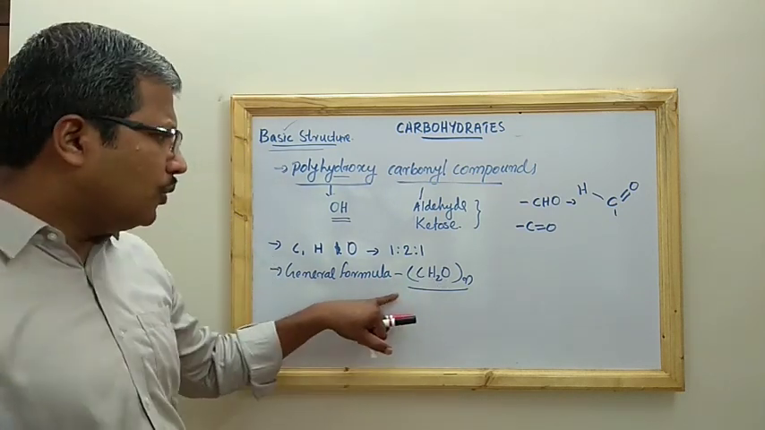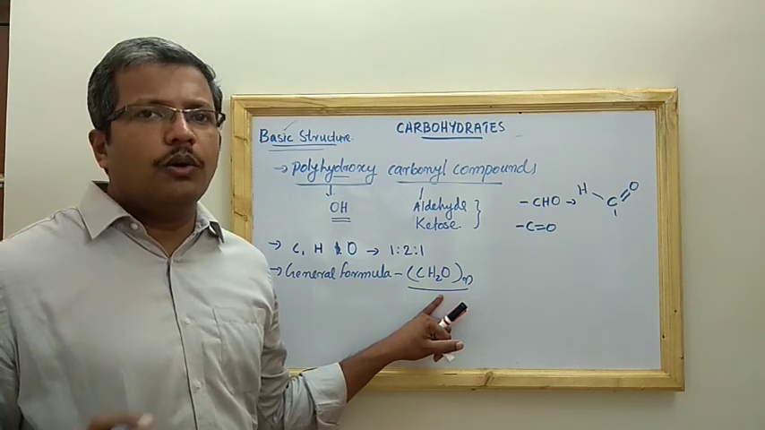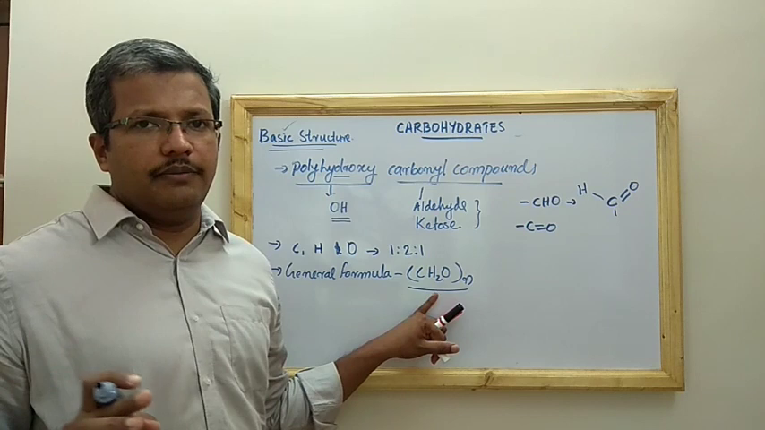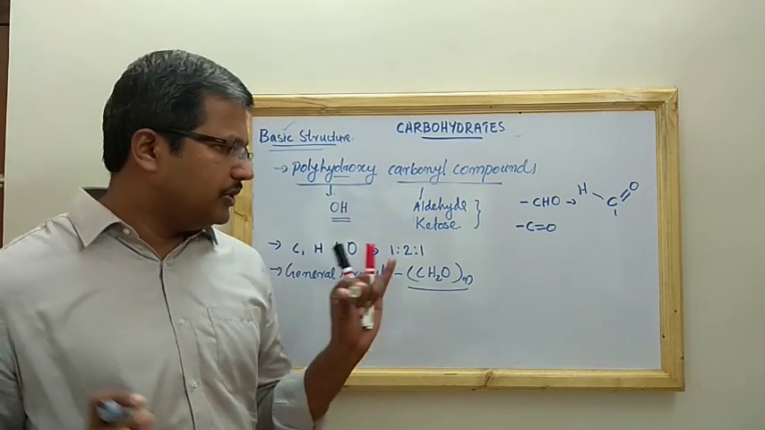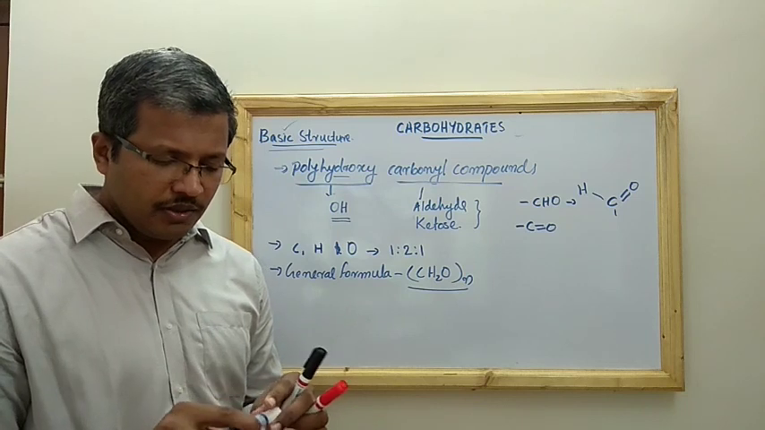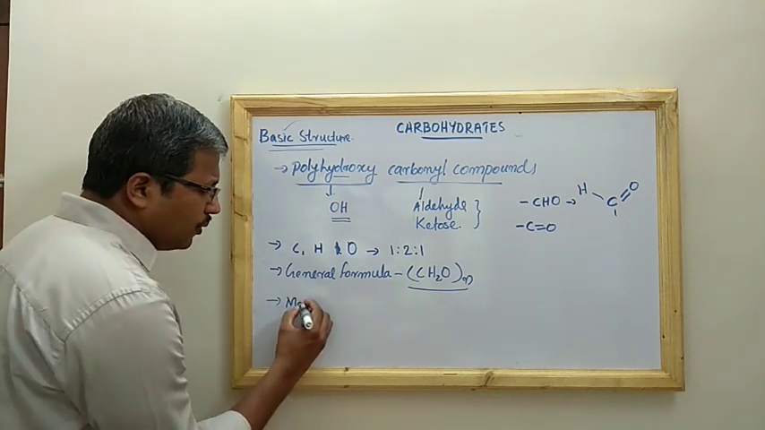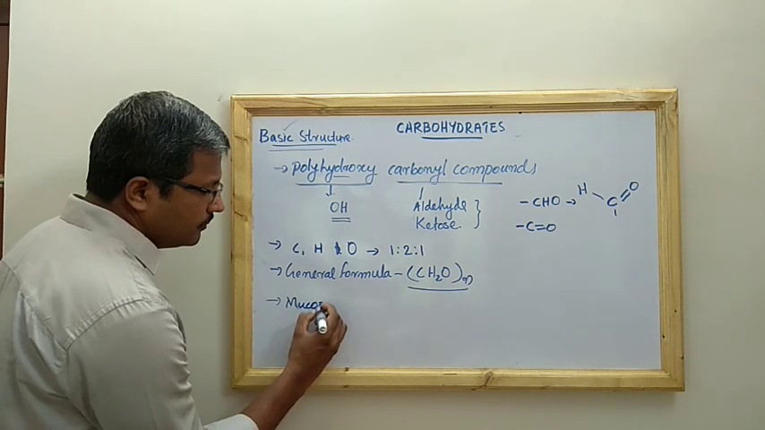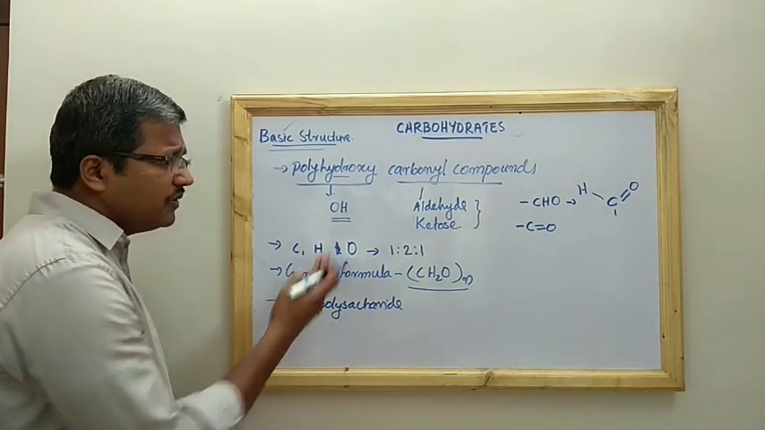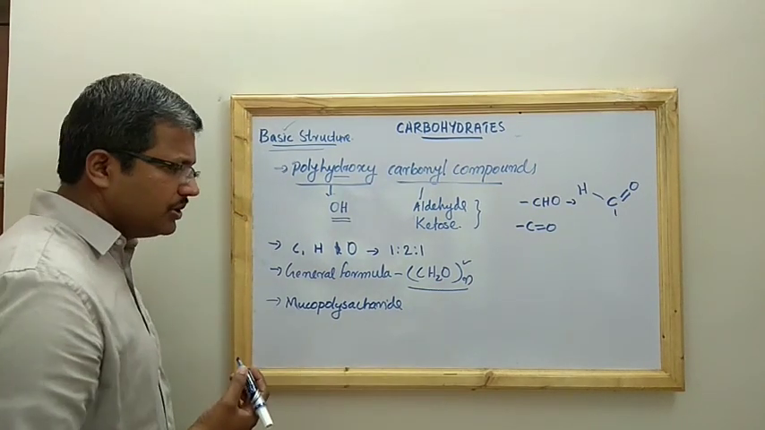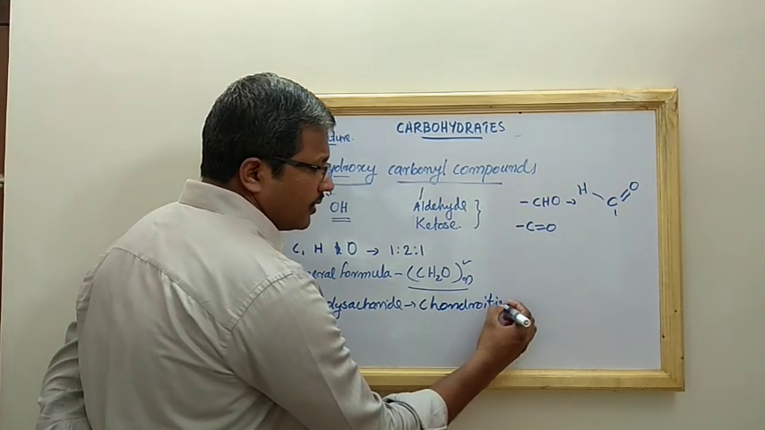Any derivatives of carbohydrates will not satisfy this general equation. So we cannot say that all compounds not satisfying CH2O n do not belong to carbohydrates, nor that all carbohydrates satisfy the general equation. There are deviations, but most carbohydrates will satisfy it. Carbohydrates can have derivatives, like mucopolysaccharides. A mucopolysaccharide is a derivative of carbohydrate which does not satisfy this general equation, for example chondroitin, heparin, etc.